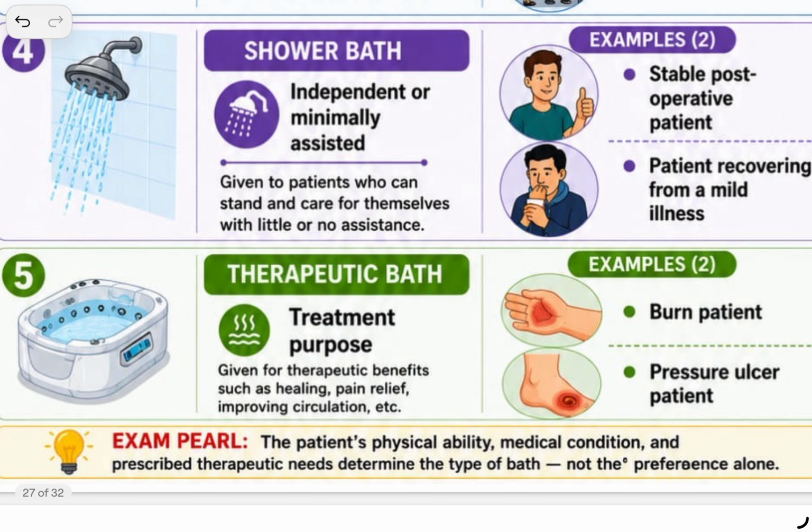Shower bath. The shower bath is for those who need only minimal assistance, that is stable post-operative patients, and also for patients recovering from a mild illness, right? There is no need for assistance, or they need little assistance. Little assistance means providing the towel or providing the drapes, which we can use to cover the body of the patient. Okay. So for that we have to do this.